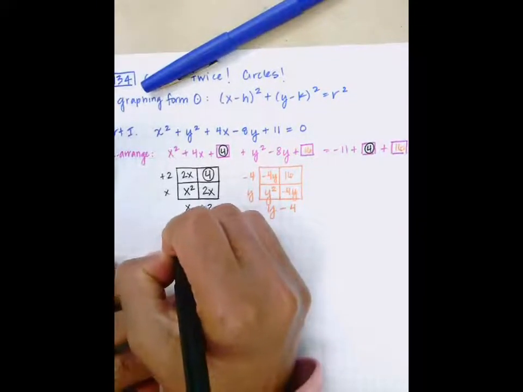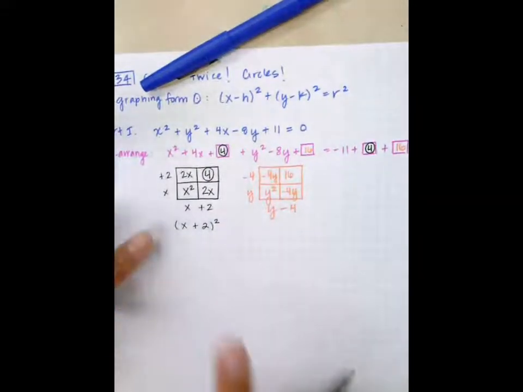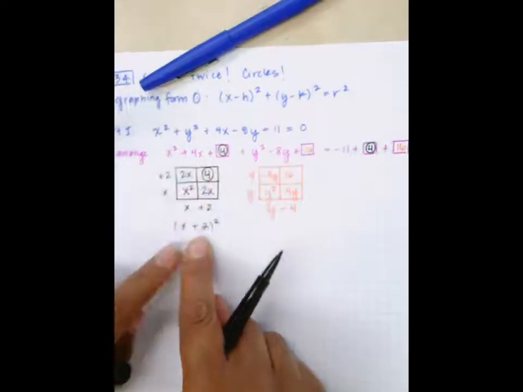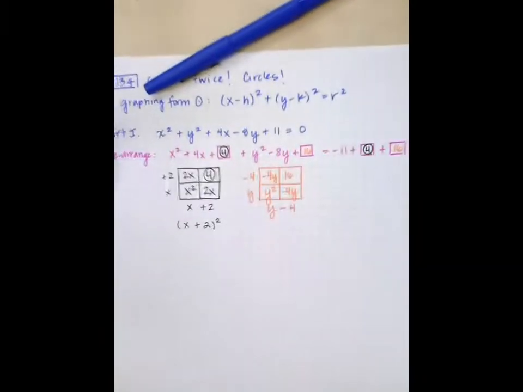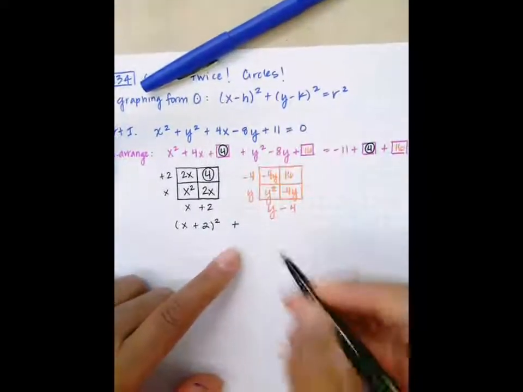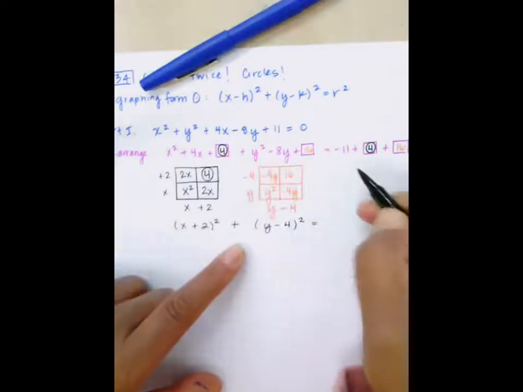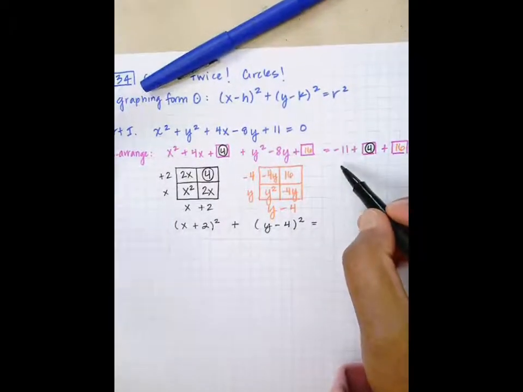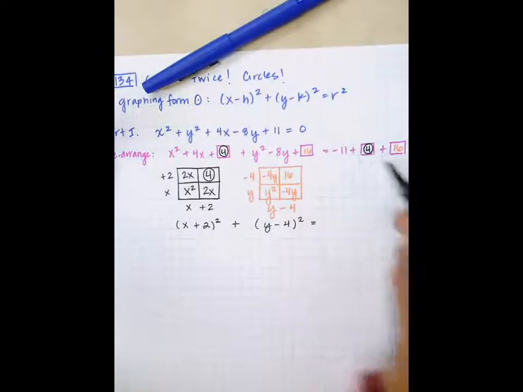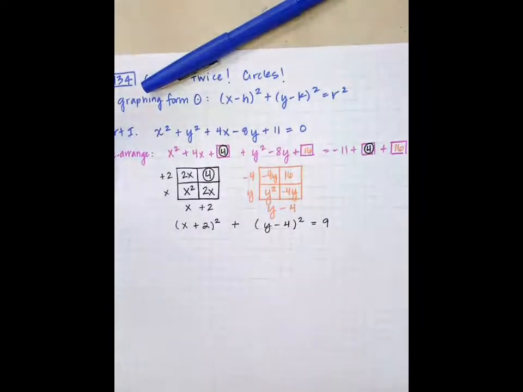Now I can rewrite what I have left. I've got x plus 2 quantity squared. So again, x squared plus 4x plus 4 is the same thing as x plus 2 quantity squared. Notice there's a plus symbol in between here, and then y minus 4 squared. And on the other side, I've got to add all of these up. This is, again, 20, take away 11, and 20 take away 11 is a positive 9.